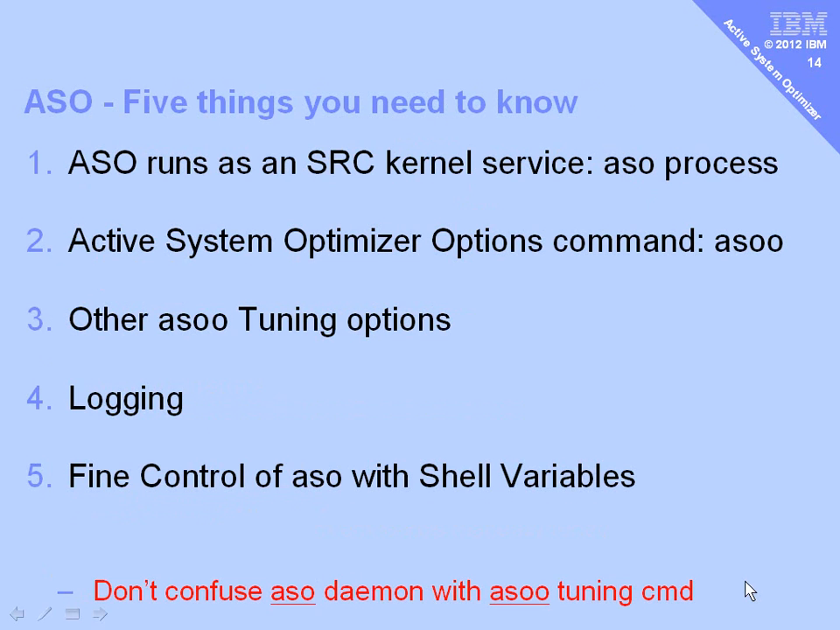Okay, then let's get practical. We have to first of all start a kernel service, then there's an optimizing command where we can switch it on. There's some other tuning options. Logging is particularly interesting. We'll have a look at some examples, and there's some fine control with some shell variables.